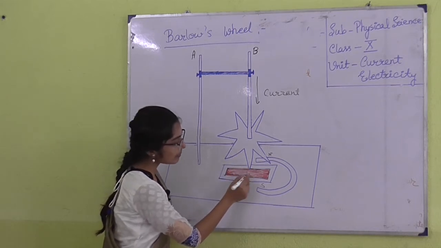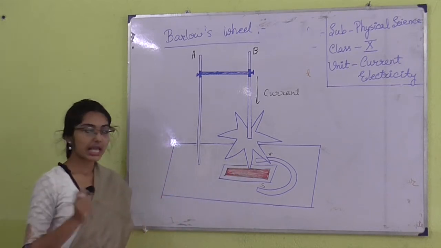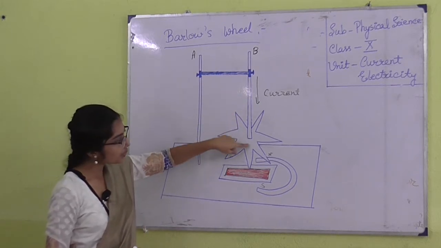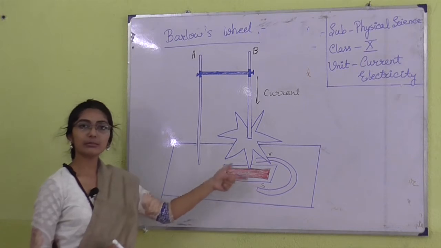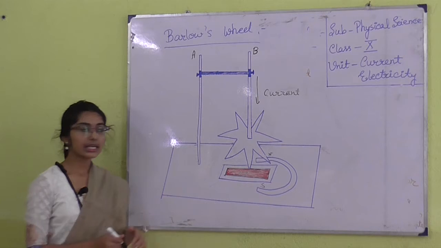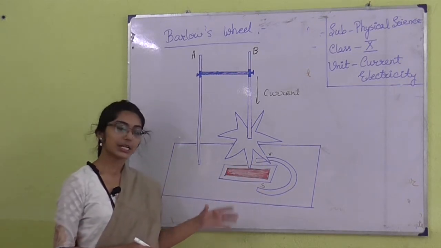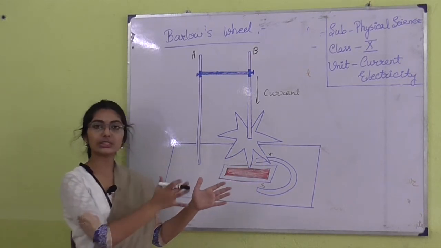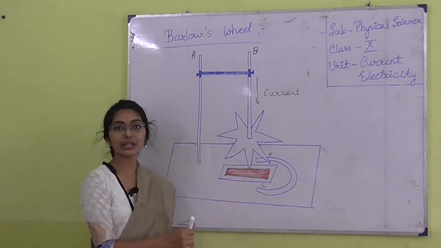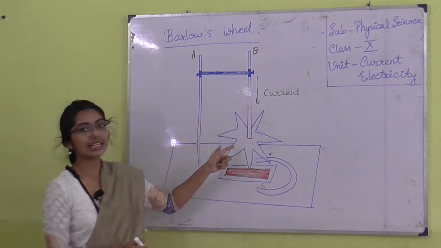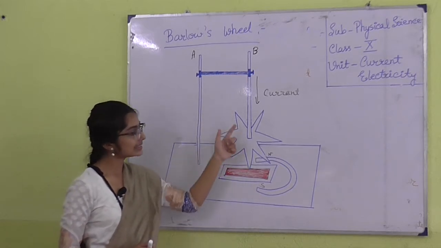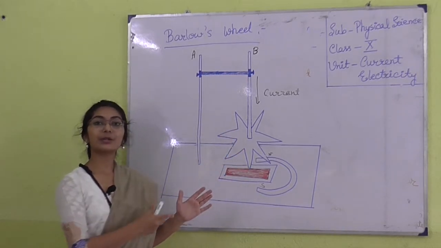One tooth will touch the mercury level only one time, and then the current flowing through the conductor will pass through the metallic wheel, and it will also pass through the mercury. Due to the magnetic field that is generated, a force will be exerted on the conductor. Here the conductor is basically this, and the wheel is made of metal, so that metal is also conducting electricity. So when the electricity is passing, the conductor will start to move.